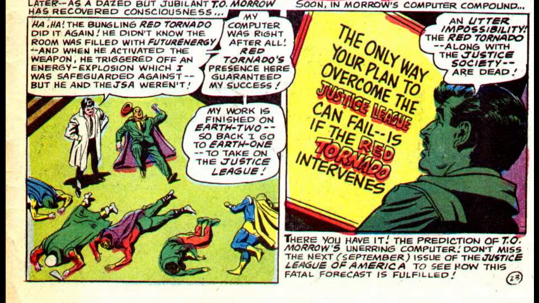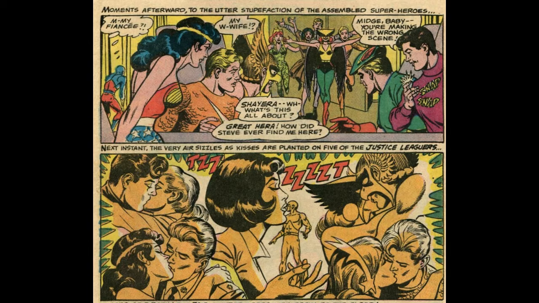His computer tells him that the only way his plan to overcome the Justice League will fail is if Red Tornado intervenes. And he says that this isn't possible, he just killed the Red Tornado. He decides to go through with his plan anyways, and the crazy part is, he actually succeeds.